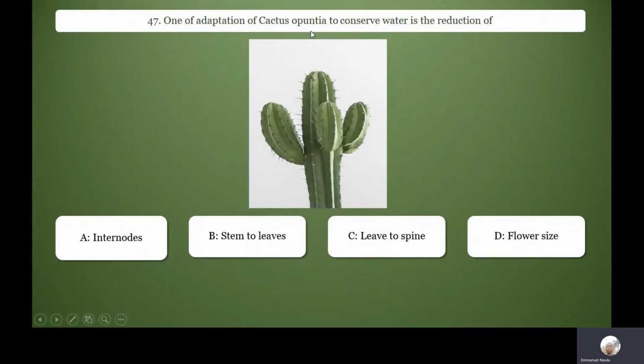One of the adaptations of cactus opuntia to conserve water is the reduction of leaves to spine. You can see we have mentioned this before. The cactus has the leaves modified to spines. So instead of having leaves, it has spines. Plants lose most of their water through the leaves.